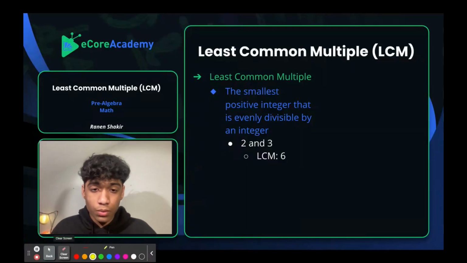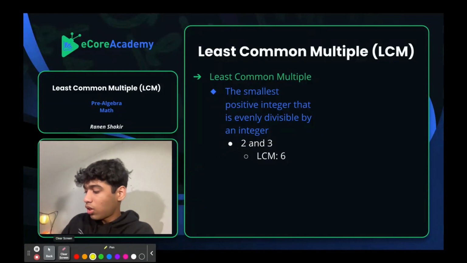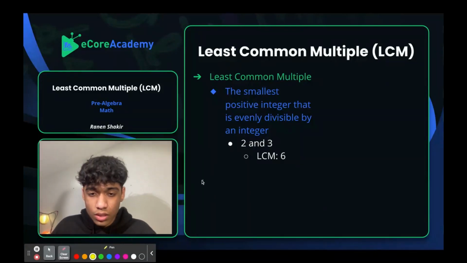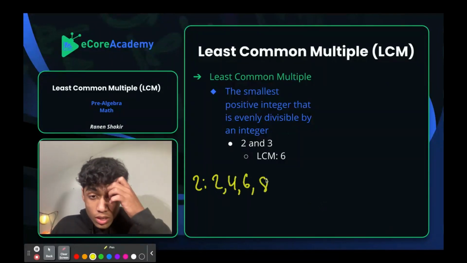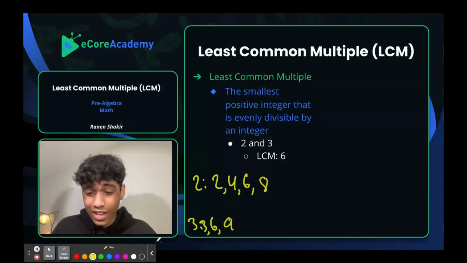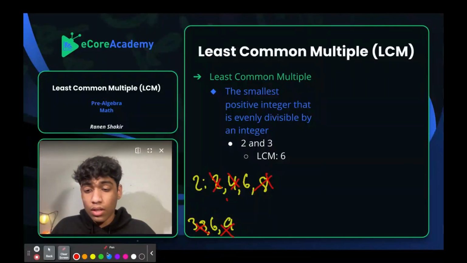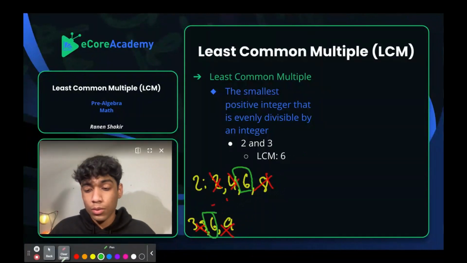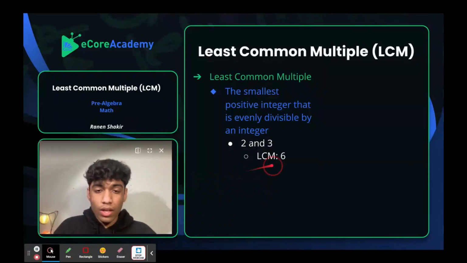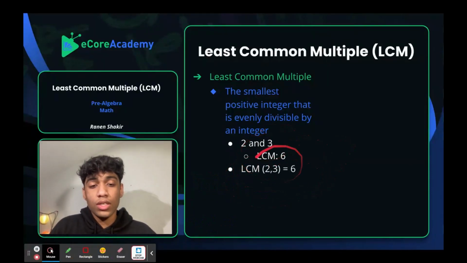Because, let's start real quick right here. If we have 2, we can have 2, 4, 6, 8. And if we have 3, we have 3, 6, and then 9. So 2 doesn't work, 4 doesn't work, 8 doesn't work, 9 doesn't work, 3 doesn't work. So the LCM is going to be 6. Don't worry, I'm going to explain this in just a second if that was way too fast. And this is the proper notation: LCM of 2 and 3 equals 6.